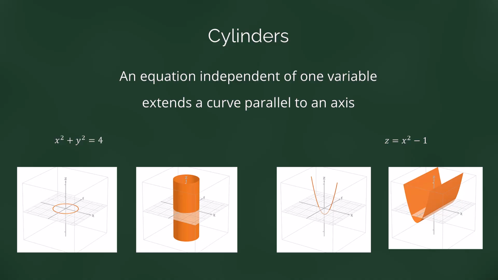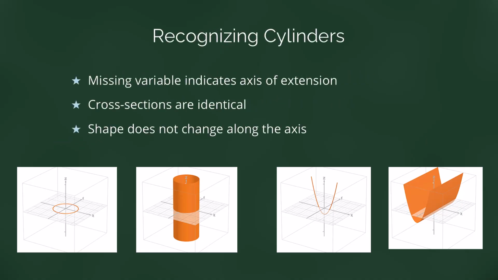To identify a cylinder, you're looking for an equation that uses two of the three variables x, y, and z. To recognize a cylinder then, we're looking for an equation that is missing one of the variables. That missing variable indicates the axis along which our cylinder extends. The cross sections of our cylinder parallel to that axis are identical, and the shape does not change along that axis of extension.